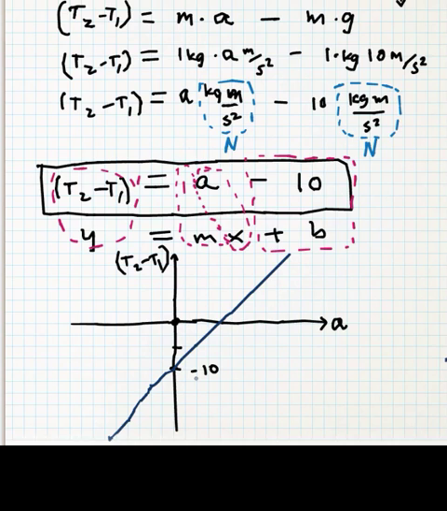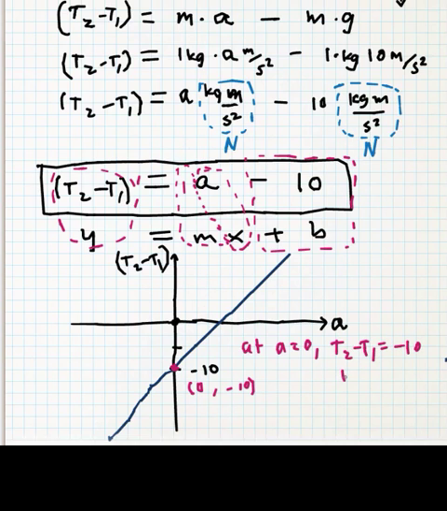I know I've not done a great job of that, but what this tells you now that you look at this line is that the difference in the tension is a function of the acceleration. So let's say we're at the case where the acceleration is 0. So here is that point right there. So we have the point acceleration 0, and the difference t2 minus t1 is negative 10. So at a equals 0, t2 minus t1 equals negative 10.